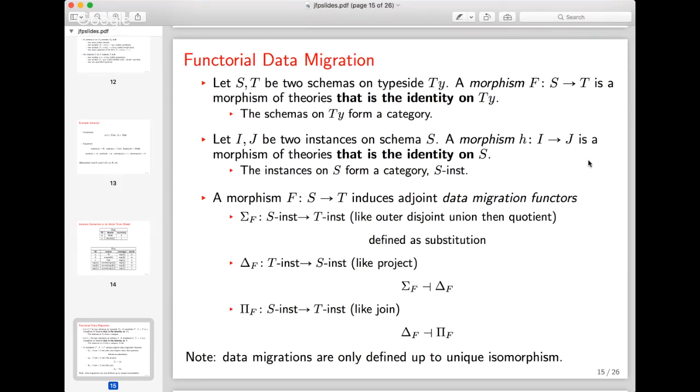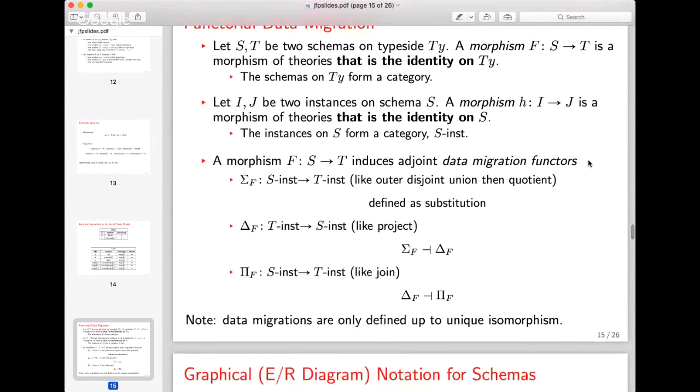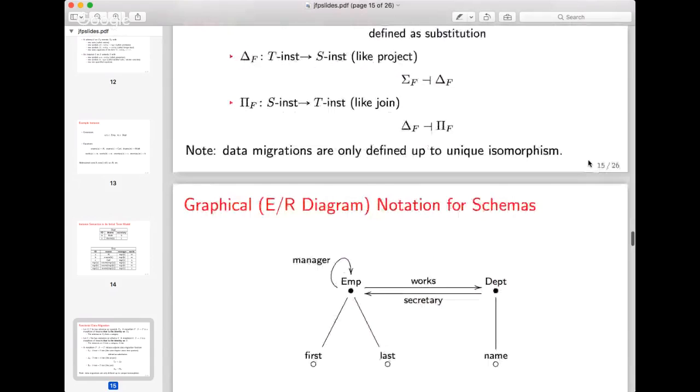And of course, as adjoints, these data migration functors are only defined up to unique isomorphism, which you can think of as meaning that the IDs in these database tables are meaningless, or thinking syntactically, you can think of as saying that instances that have exactly equivalent provability power will be interchangeable in any context. So we'll see some of that as I describe what delta, sigma, pi are like.